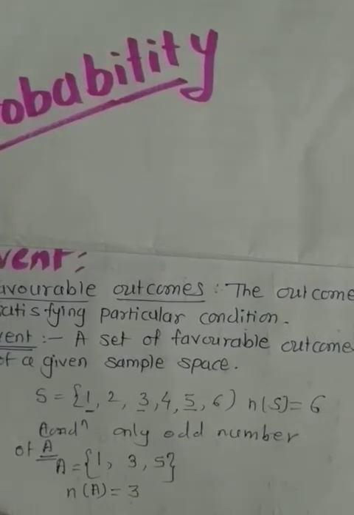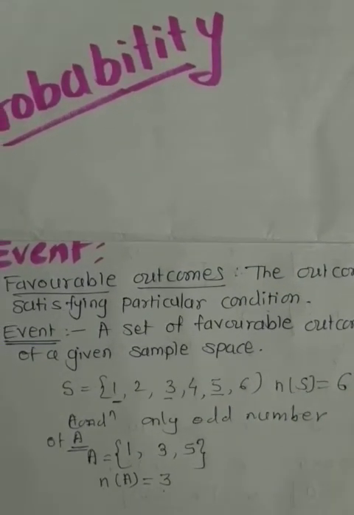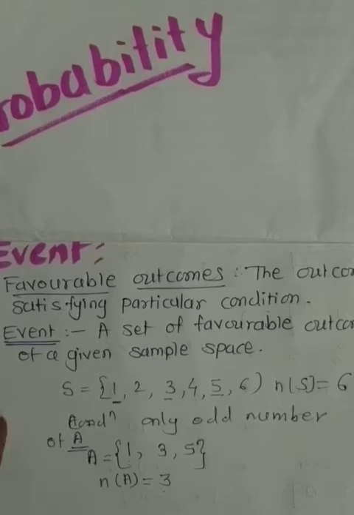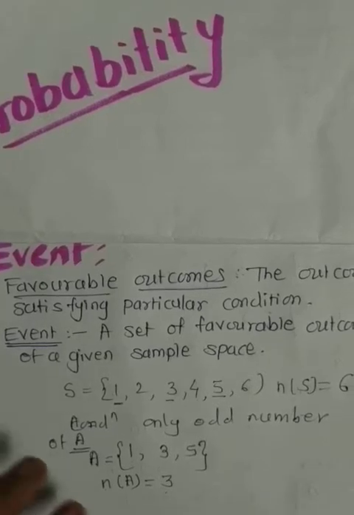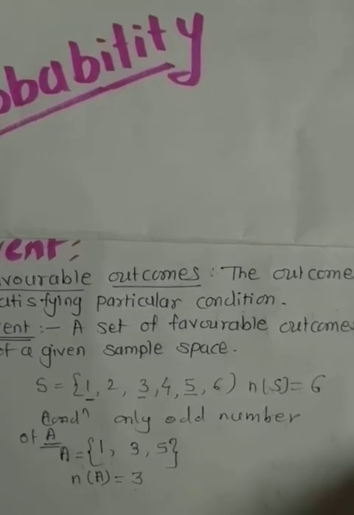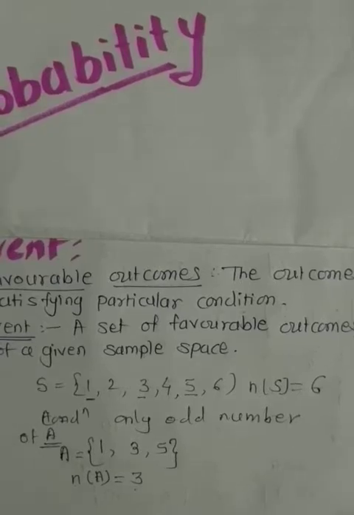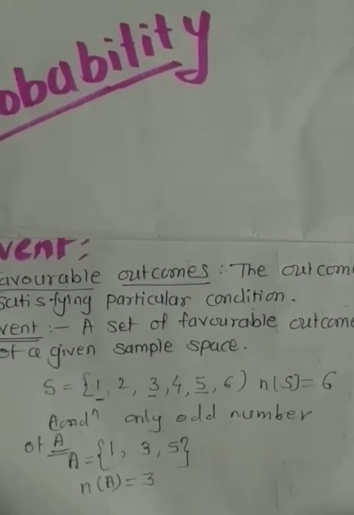Now we have to solve the questions using this event and sample points. Again I repeat, favorable outcomes means the outcomes which satisfy the particular condition given, and the set of favorable outcomes of a given sample space is called an event. And now we have to write the events in the next practice set.